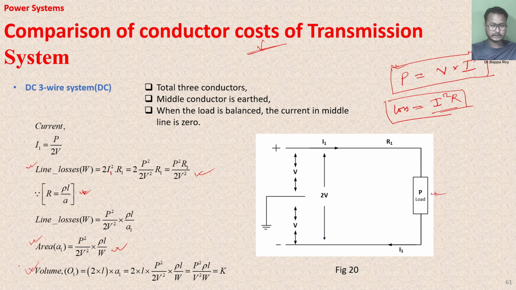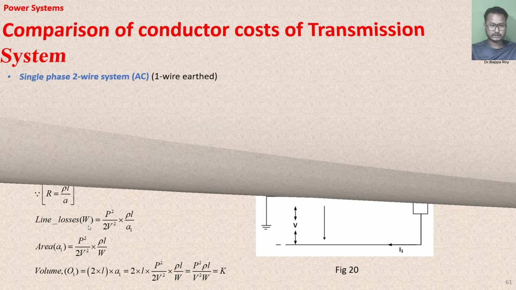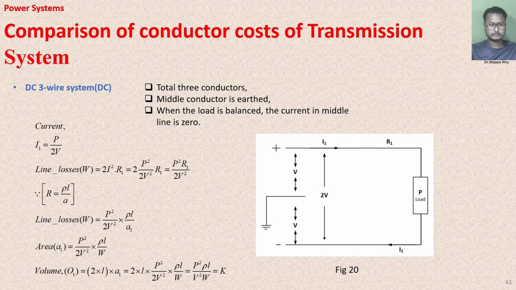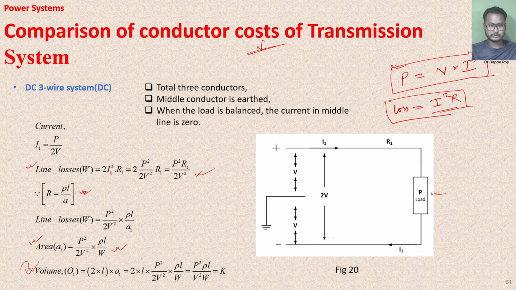Then we'll calculate the volume. This is the thing we are calculating, not the cost. Sorry, it was by mistake. So we are calculating volume. Volume we are denoting here with V1. So volume is equal to 2 into L into A1.